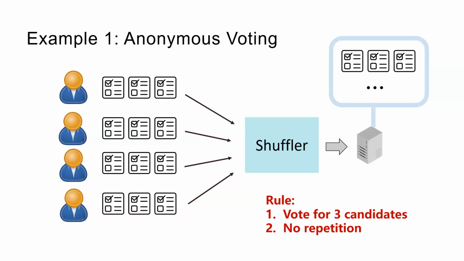And because all the votes are anonymized, the server basically only sees a histogram of all the votes, which is basically just the result. And here we want the rule for the client to follow to be that every client can only vote for 3 candidates, and there should be no repetition. So they cannot vote for the same candidate.